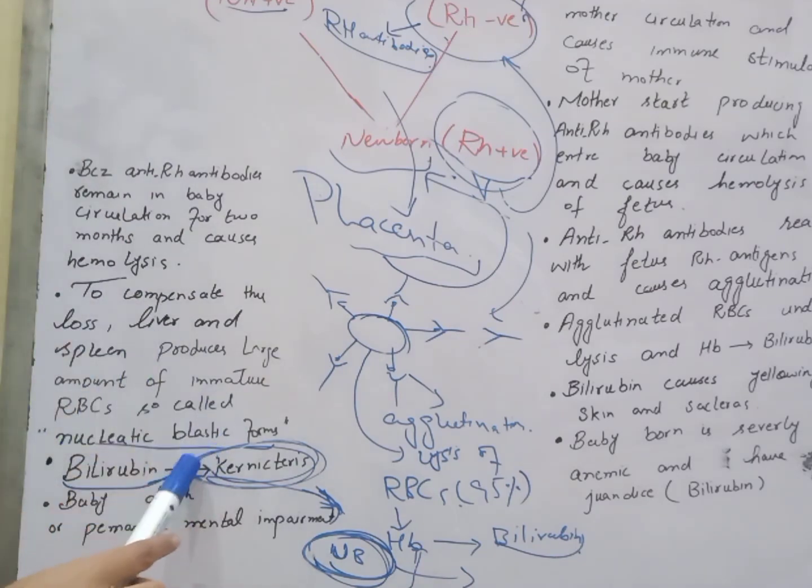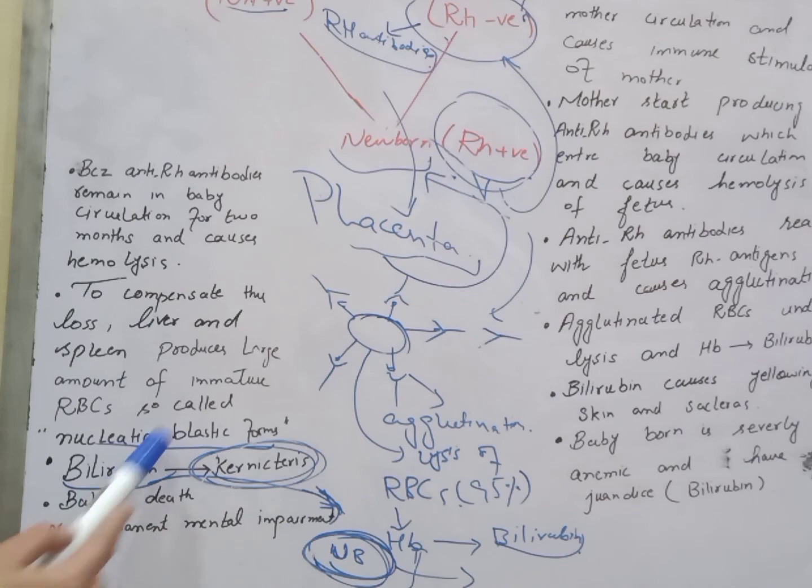Hemoglobin gets converted into bilirubin. Bilirubin level will be high. It will pass into the brain and cause kernicterus there, which can lead to permanent mental impairment and baby death.